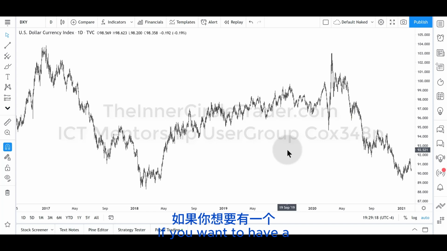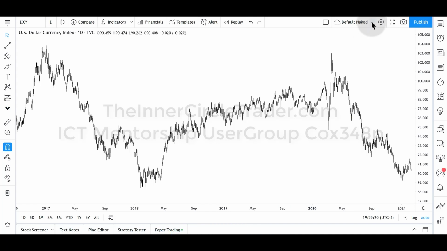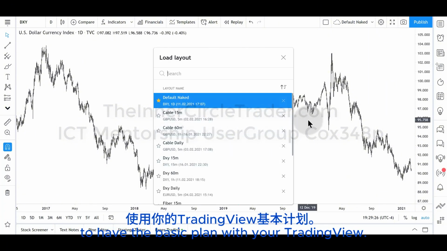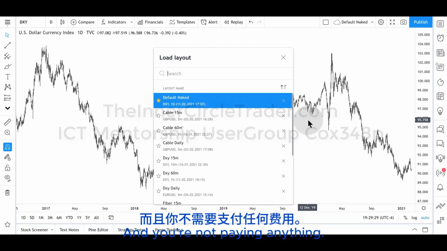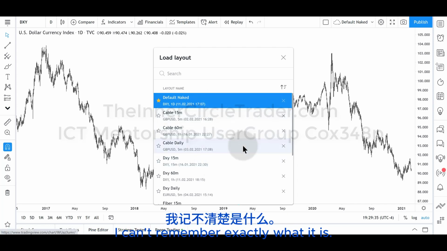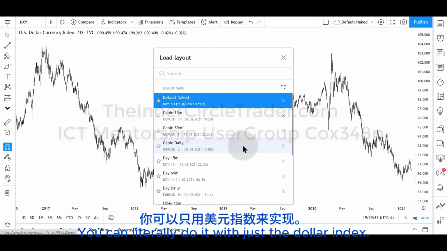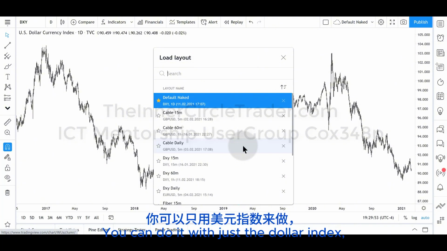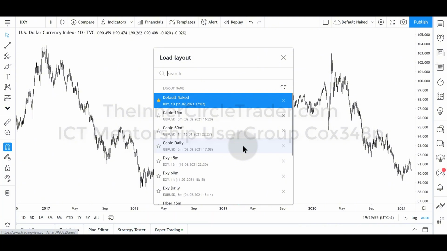If you want to have a setup where you have multiple charts, now obviously some of you are going to have the basic plan with your TradingView and you're not paying anything. You're not going to have as many options to save chart layouts. I'm not sure, I can't remember exactly what it is, but you don't need a whole lot. You can literally do it with just the dollar index, save all your annotations on just dollar. You can do it with just the dollar index, euro dollar, and cable, your respective layouts.